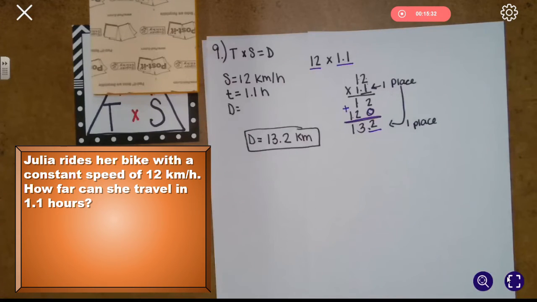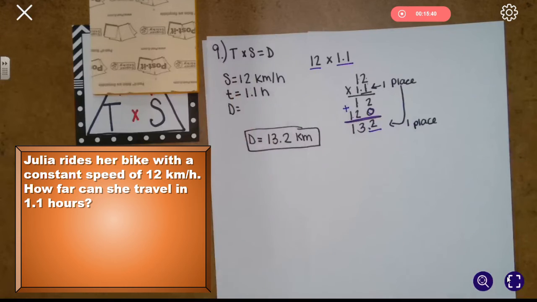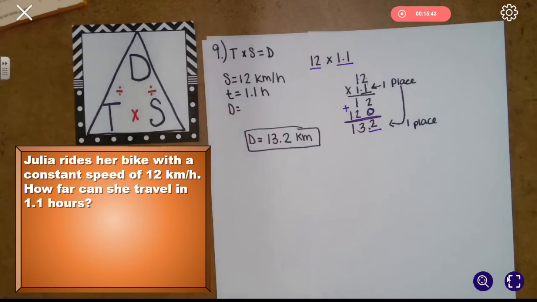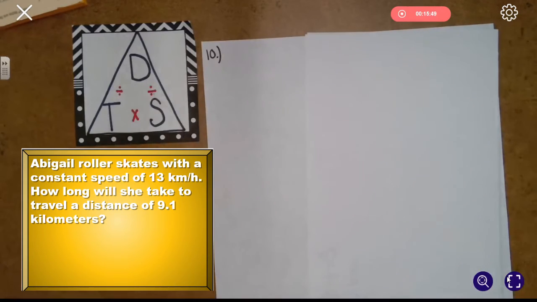Now, this problem on the Google slide didn't give you the equation, and it didn't give you the numbers. And you might be thinking, Ms. Cupp, I get confused on how you come up with that. Well, I'm going to walk you through the next one on how to come up with that. So the next problem says, Abigail roller skates with a constant speed of 13 kilometers per hour. How long will she take to travel a distance of 9.1 kilometers?